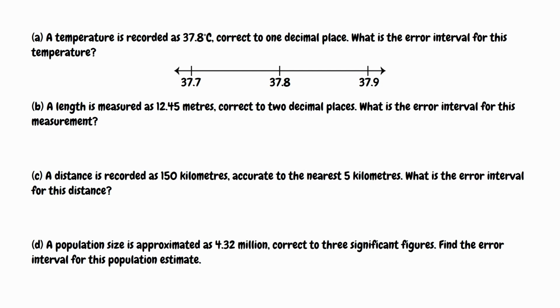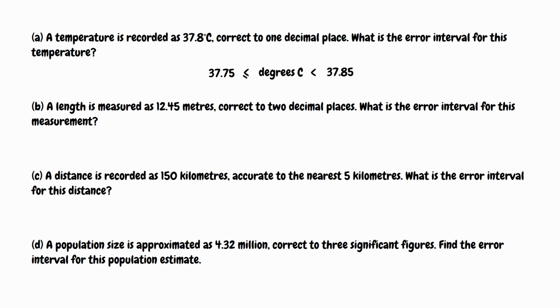Now to find our lower bound and upper bound, we're going to look between these values. So between 37.7 and 37.8, we would have 37.75. And then between 37.8 and 37.9, we would have 37.85. So now we can write our interval for degrees Celsius with our lower bound and upper bound.